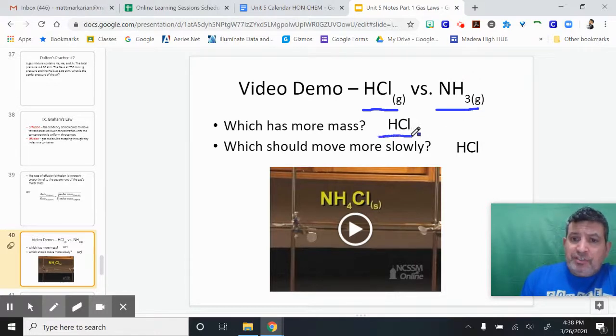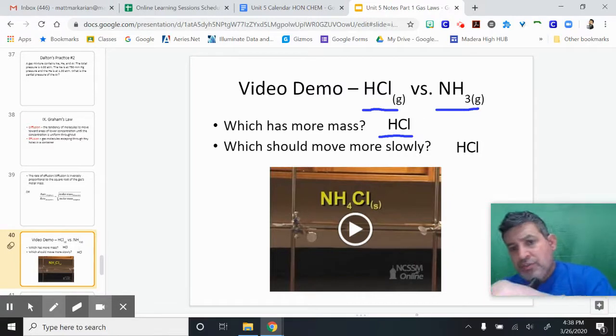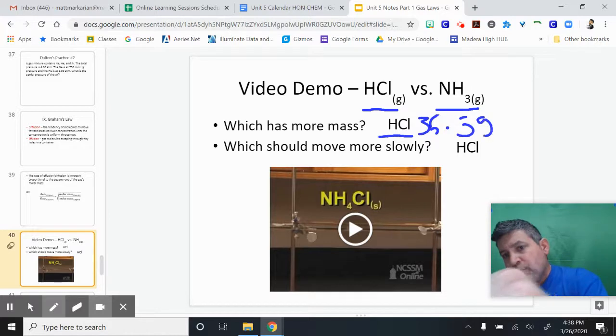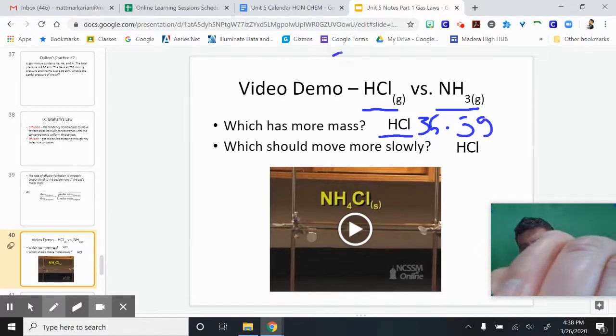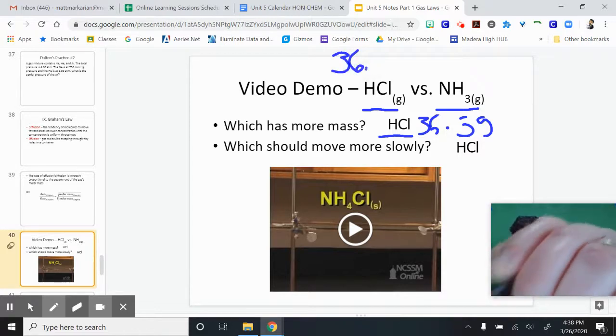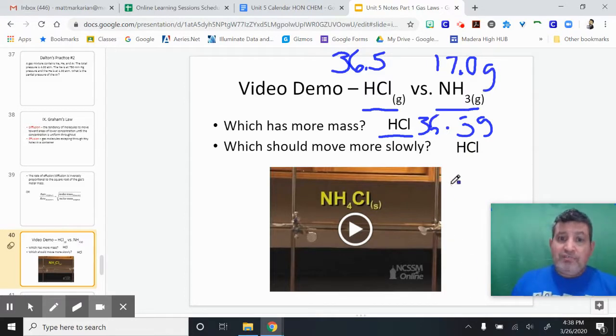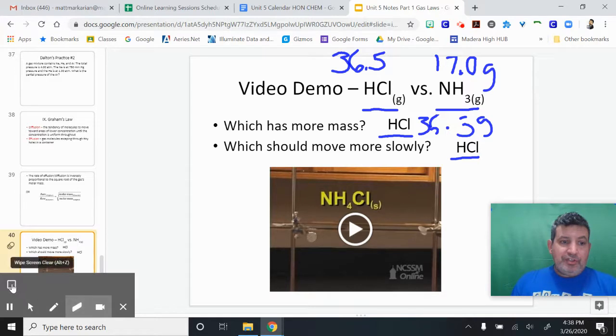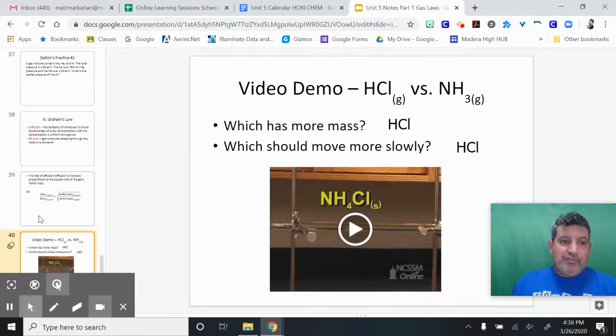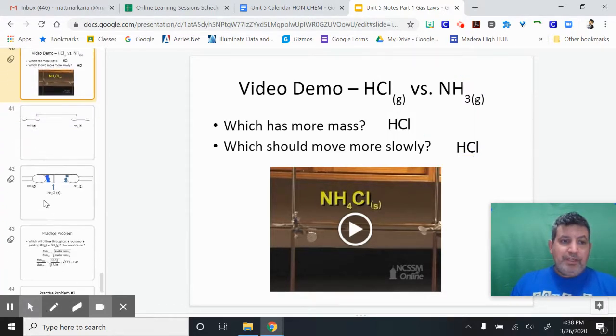Well, that's going to be HCl. HCl weighs 36.5 grams per mole. Sorry about the handwriting. And ammonia weighs 17 grams per mole. So HCl is the heavier gas, which means it should move more slowly. Just a couple of things to think of in that demo. And definitely watch that video so you can see it happening.